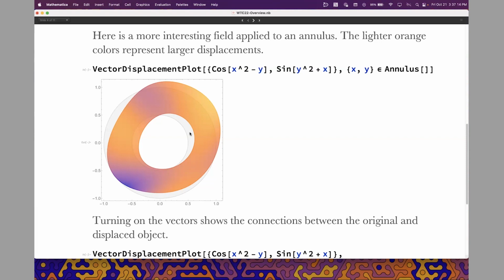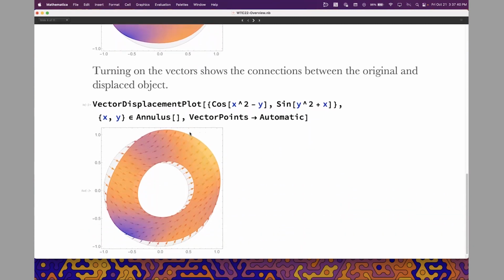And the coloring of the distorted annulus corresponds to the magnitude of the distortion. So the bottom left corner, which is sort of that bluish, is the smallest amount of displacement. And then in the top right corner, where we have the brightest yellow, that is the largest displacement in terms of distance.